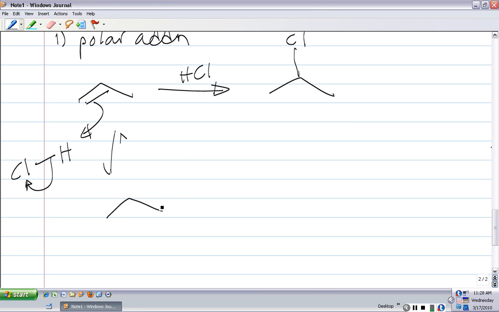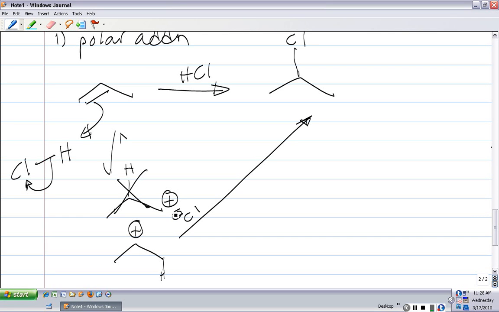I'm going to generate one of two species. I could, in theory, generate the primary carbocation. In other words, if the H went to the secondary carbon, I could make the primary carbocation. Or I could put the H on the primary carbon, and I would make the secondary carbocation. We know that primary carbocations, unless they're resonance stabilized, are not accessible. And so the only cation I will get will be the secondary one. This secondary carbocation is then scavenged by chloride, and that gives rise to 2-chloropropane.